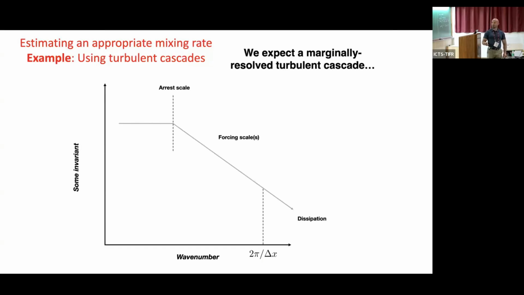So the idea behind this approach is that we expect a marginally resolved turbulent cascade, meaning that we have just enough eddies in the model to see some real turbulence and transfer upscale and downscale. Since we have some turbulence, we can remain faithful to it and tune our parameterization.